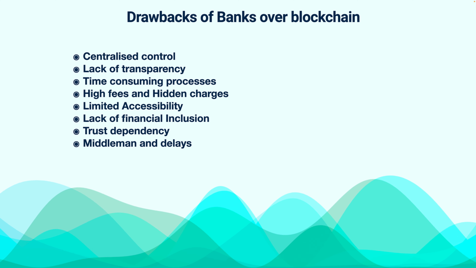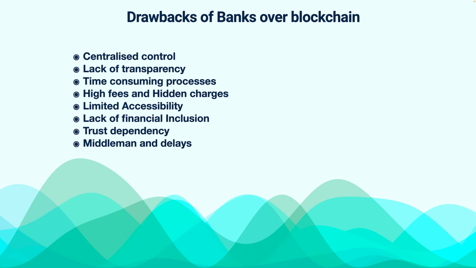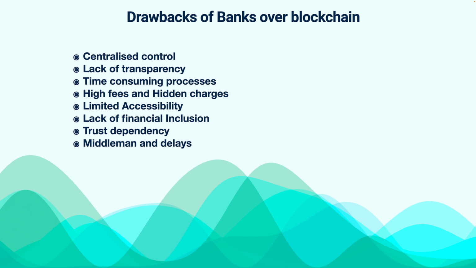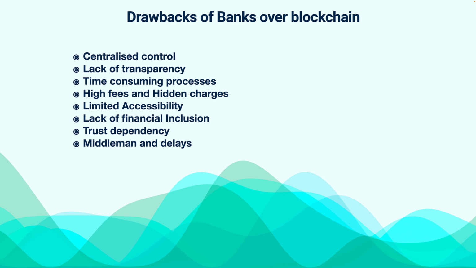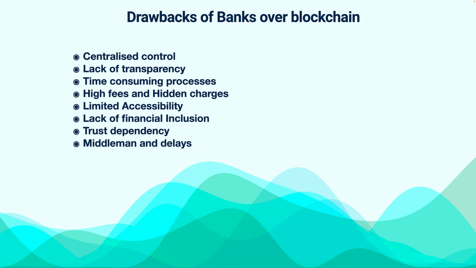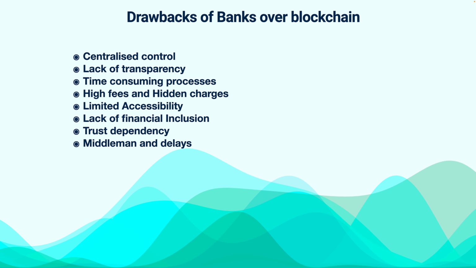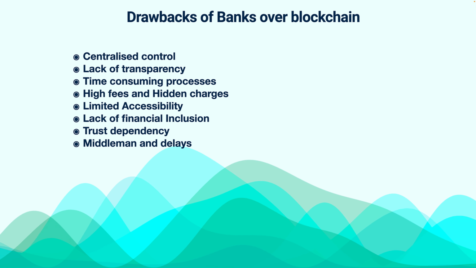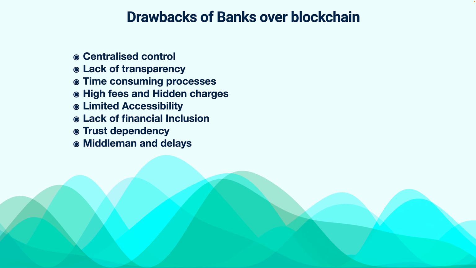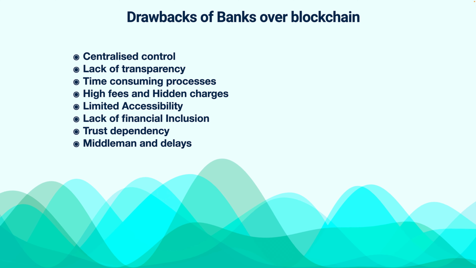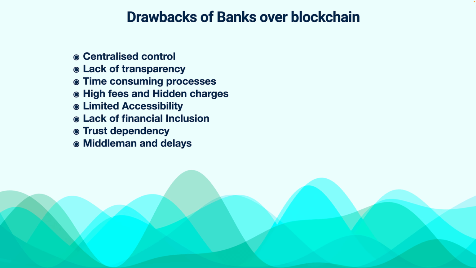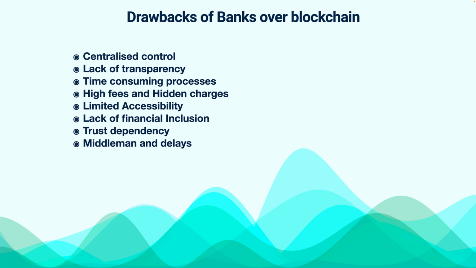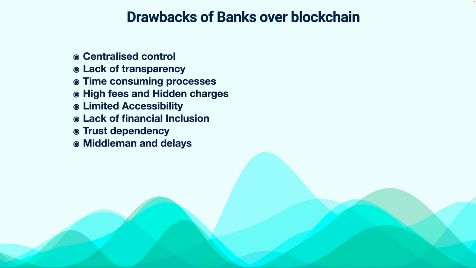Limited accessibility. If a person lives in a remote village, he won't be able to access his bank on a daily basis; he has to go to suburbs or towns to access his bank account. So, the lack of financial inclusion, trust dependency, and middleman delays. I would highly recommend all these pointers, and there are many drawbacks of banks, and I would highly recommend you all to make your own time and do cumulative and comprehensive research around it.